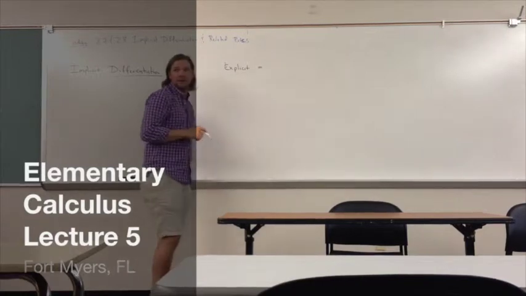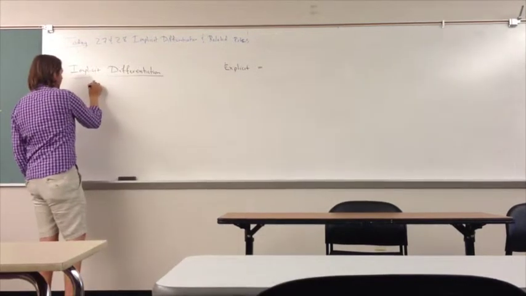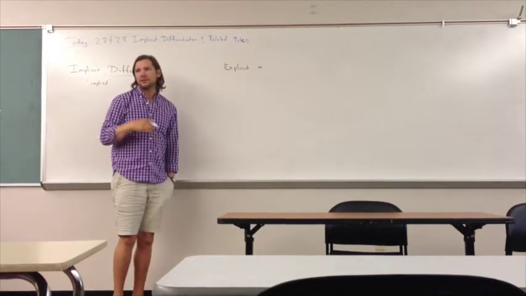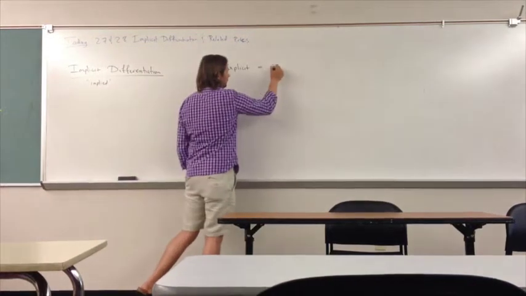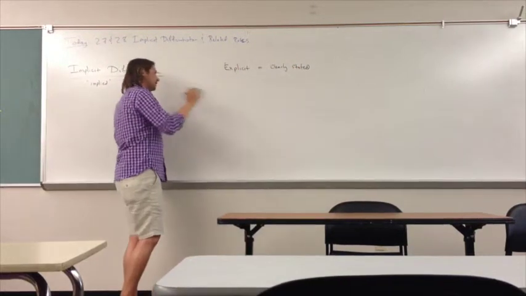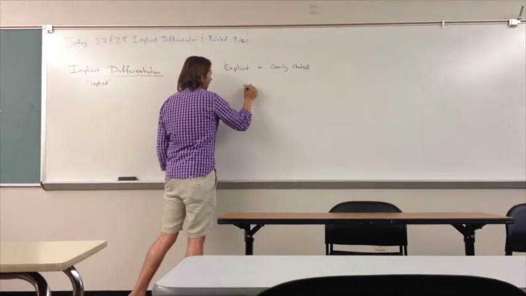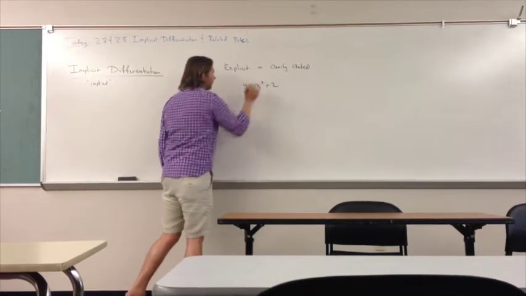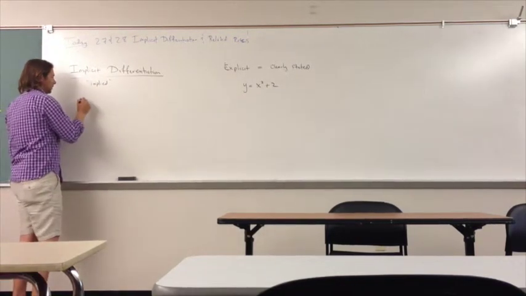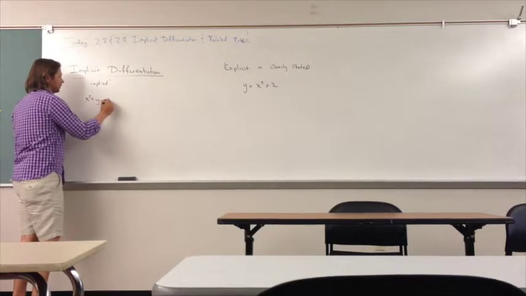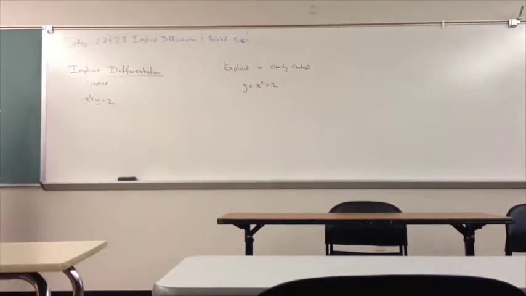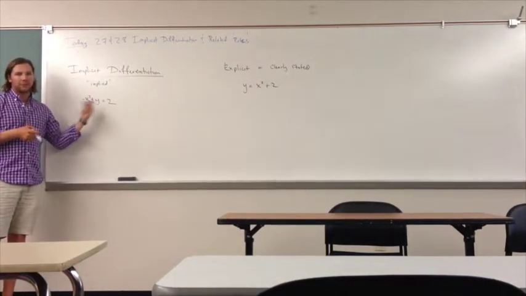Implicit is like implied. Explicit is like clear, clearly stated. An explicit function would be something like y equals x squared plus 2. An implicit function would be something like negative x squared plus y equals 2. The reason it's implicit, or implied, is because we didn't solve for y all by itself.